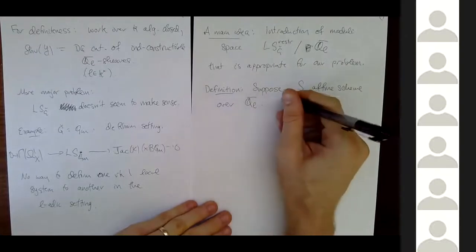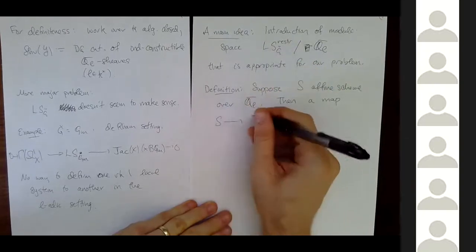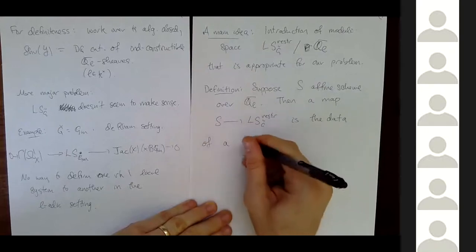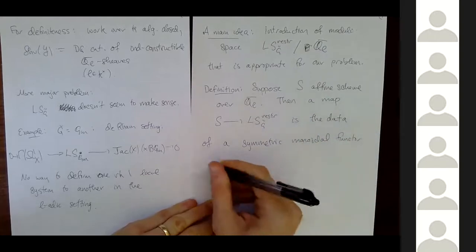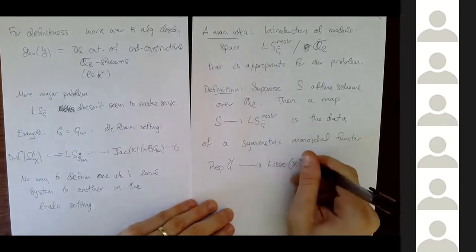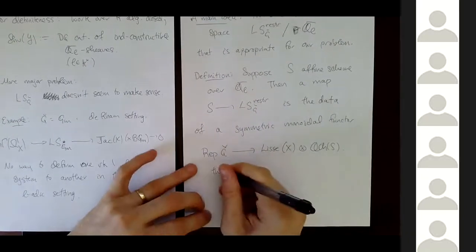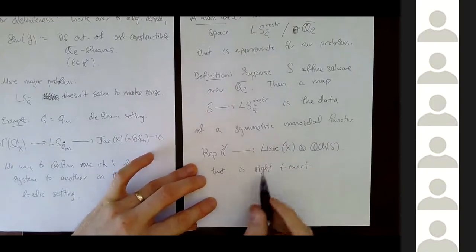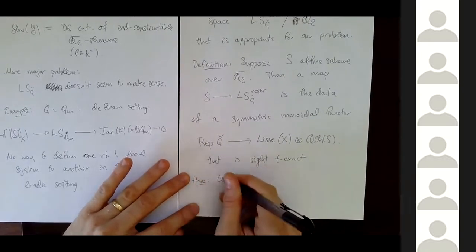I'm going to define the space of restricted local systems by defining maps to it. A map from S to Loc G check restricted is the data of a symmetric monoidal functor from this category of representations of G check, something I'll write down in a second. And I should say that it is right t-exact. This is something to ignore; it's related to the fact that we deal with derived categories, up to a minor technical issue I'm going to ignore today.